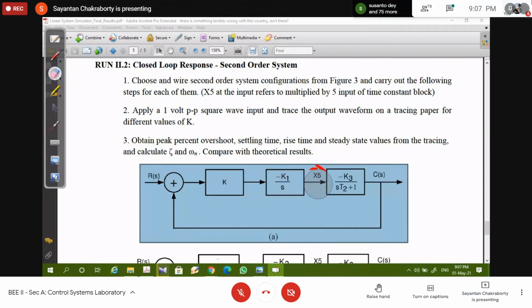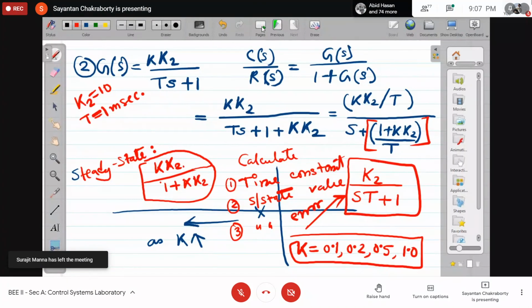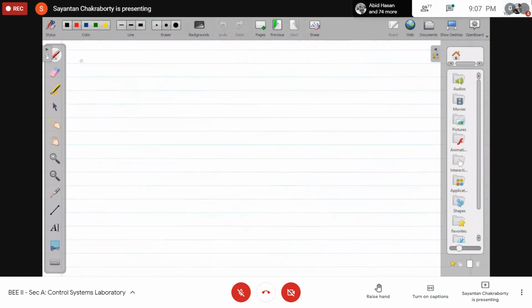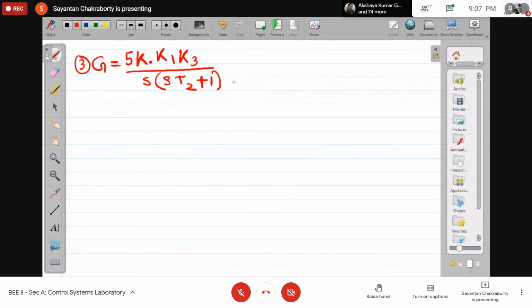So what will be the transfer function? The transfer function for this configuration can be recast. What we'll have now is G as K multiplied by K1, K3 into 5, over S times ST2 plus 1. So calculate C(S) by R(S). It will be coming in this form, omega n square over S square.